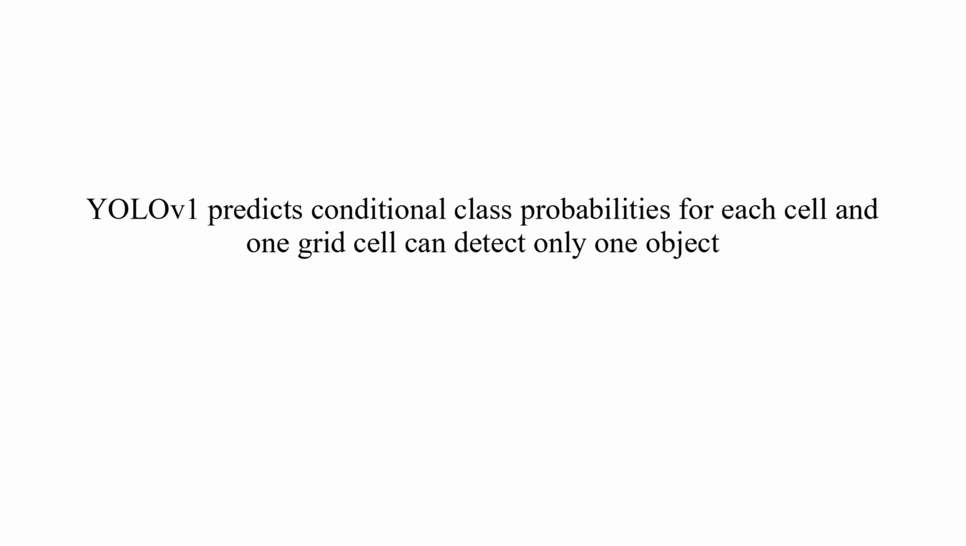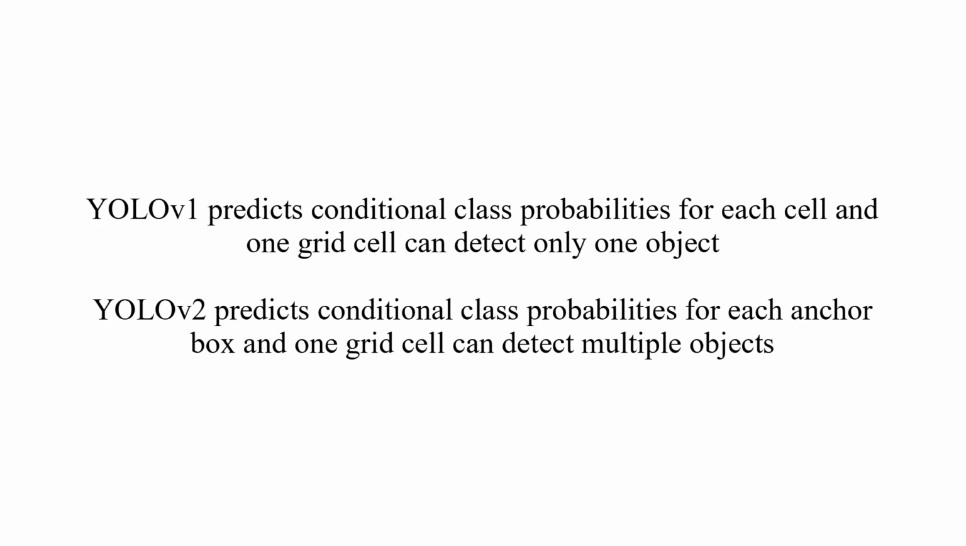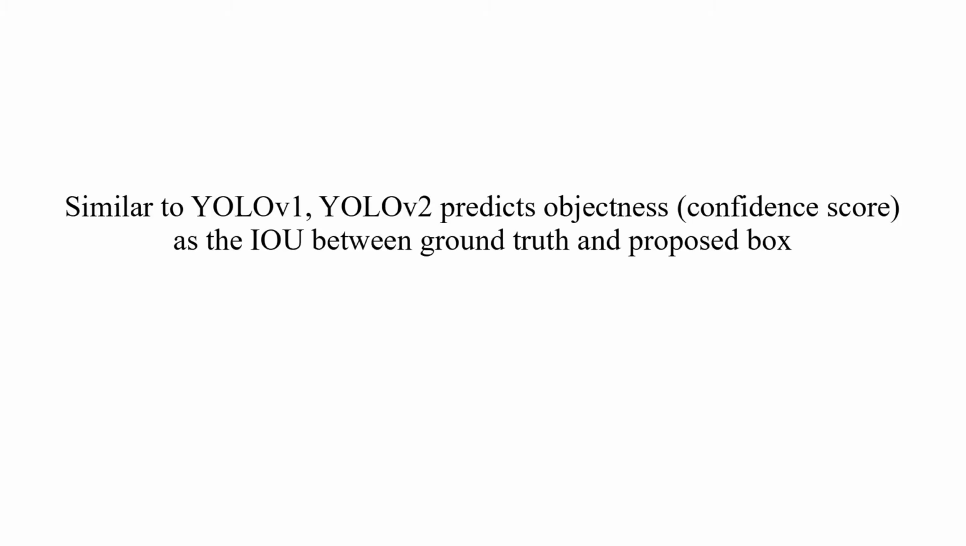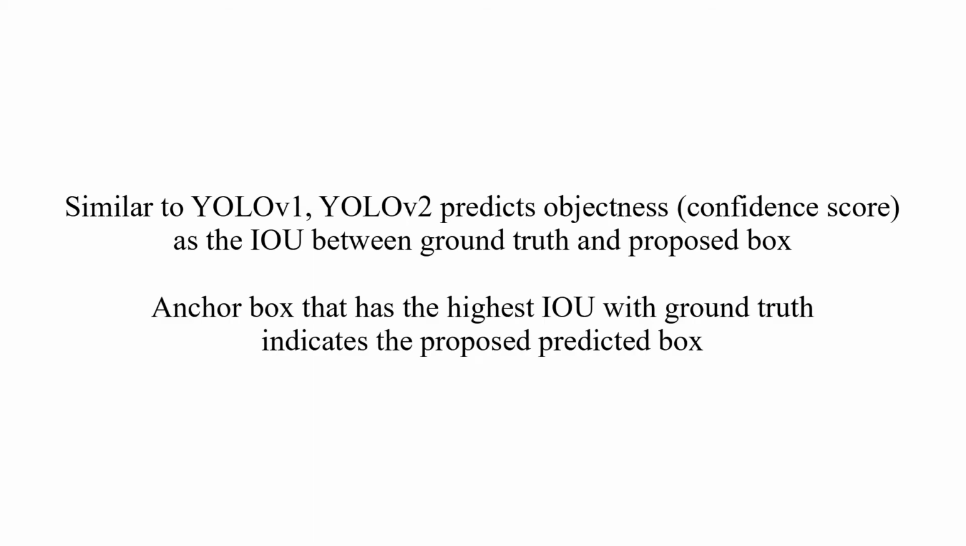YOLO version 1 predicts conditional class probabilities for each cell, and one grid cell can detect only one object. YOLO version 2 predicts conditional class probabilities for each anchor box, and one grid cell can detect multiple objects. Similar to YOLO version 1, YOLO version 2 predicts objectness or confidence score as the intersection over union between ground truth and proposed box. Anchor box with the highest intersection over union indicates the proposed predicted box.